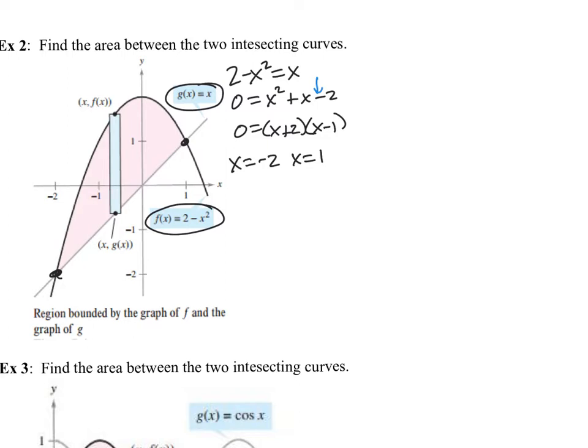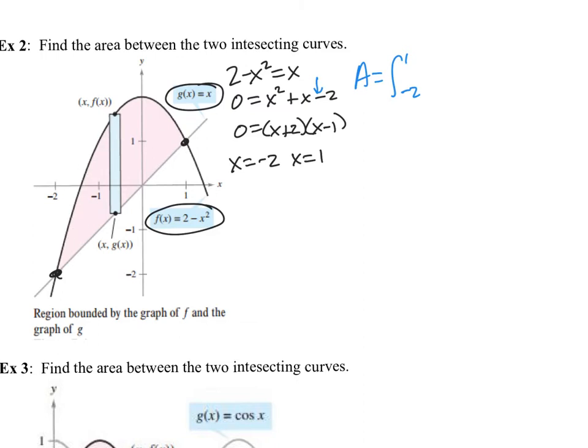So now let's write an expression to find the area between the two curves. So to find the area between the two curves, we're going to take the integral from -2 to 1 of the upper function. Remember, the upper function is this f of x, which is 2 minus x squared.